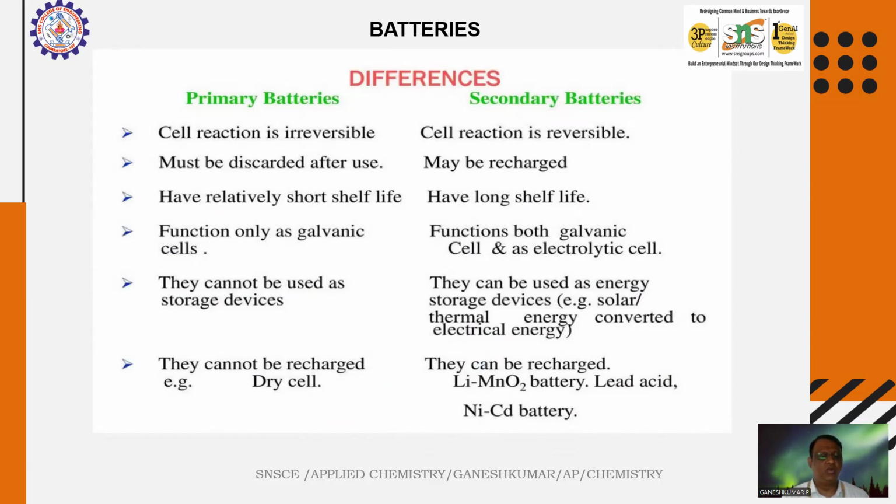A primary battery functions only as a galvanic cell, and a secondary battery functions both as a galvanic cell and as an electrolytic cell. Primary batteries cannot be used as storage devices, and a secondary battery can be used as an energy storage device, for example, solar thermal energy converted into electrical energy. Primary batteries cannot be recharged, for example the dry cell. Secondary batteries can be recharged. Examples are the lithium manganese oxide battery, lead acid battery, and nickel cadmium batteries.